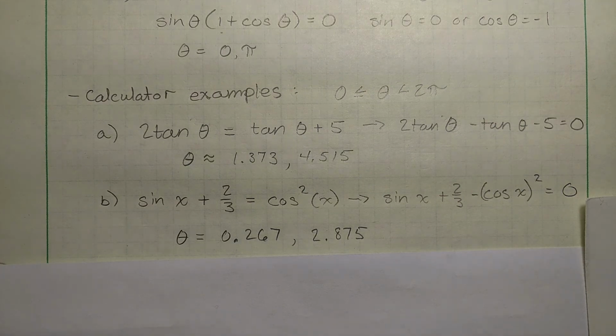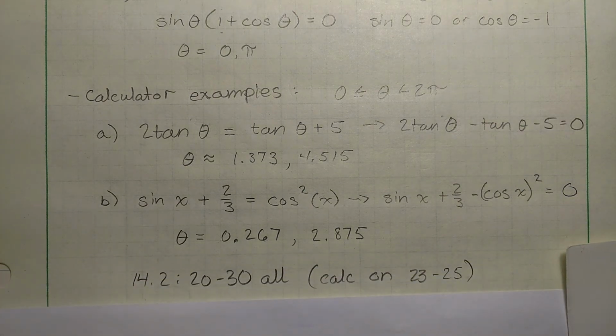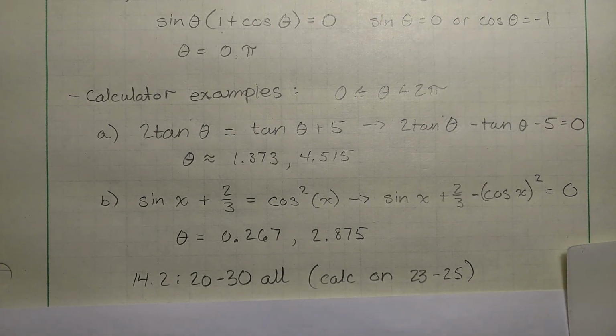Okay, so your homework is going to be 14.2. It's 20 through 30, all of them. You can use your calculator on 23 through 25. So that means you make sure you go out to 3 decimal places on those, 23 through 25. The others are non-calculator. Okay, you can find exact answers on those. Those are all based on your known special triangles.